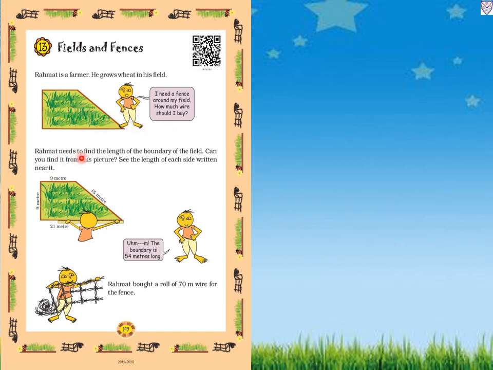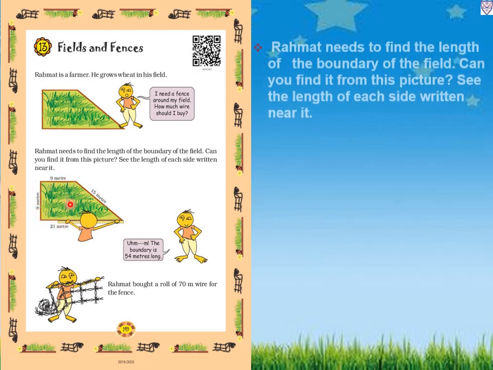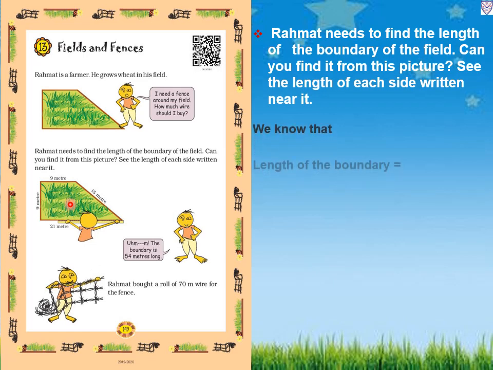So Rahmat needs to find the length of the boundary of the field. Can you find it from this picture? See the length of each side written near it. All the lengths of the sides are given here, so we have to add them. The length of the boundary equals 9 meter plus 15 meter plus 21 meter plus 9 meter.